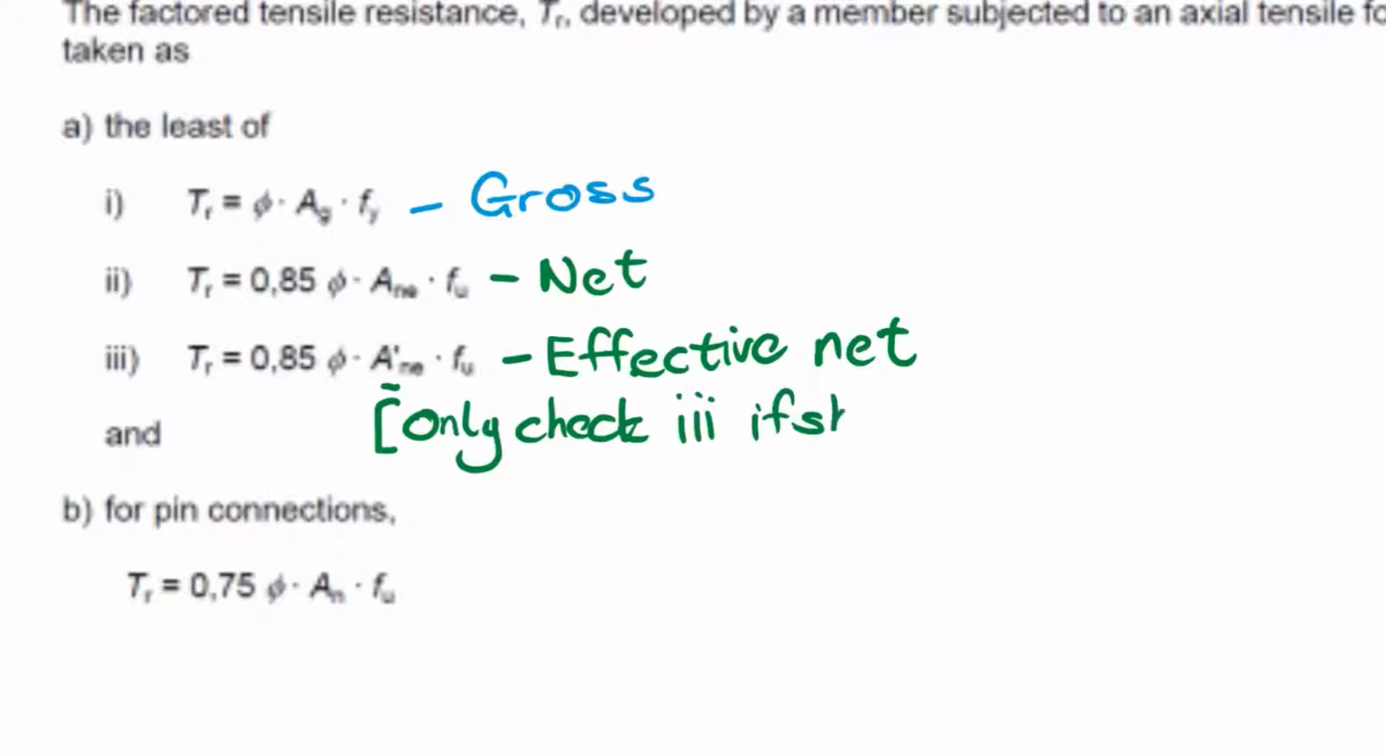If shear lag occurs, what you will find is that if not all the parts of a section are connected, the shear lag resistance, this third one, will always be less. So you don't have to go calculate the second one because it'll obviously be more.